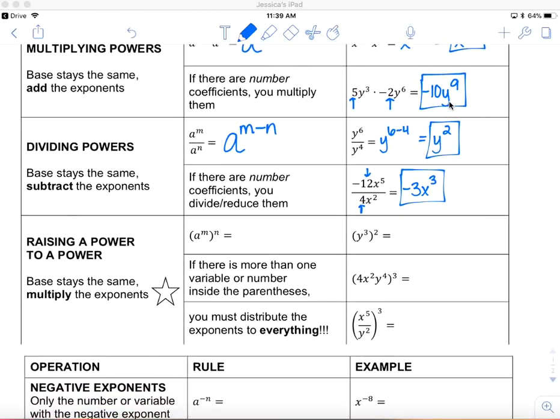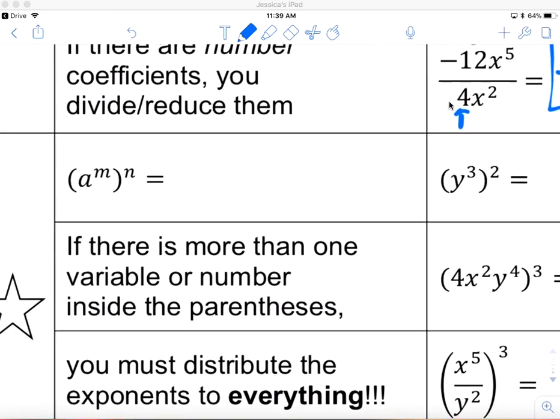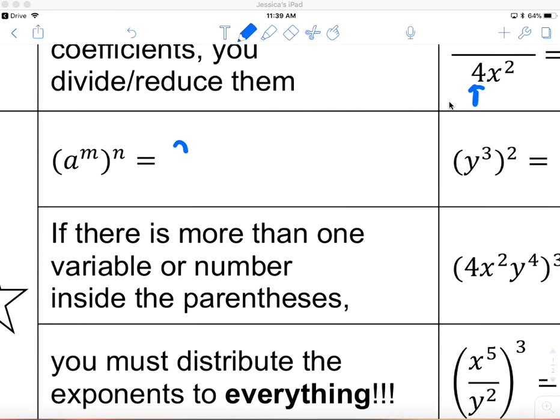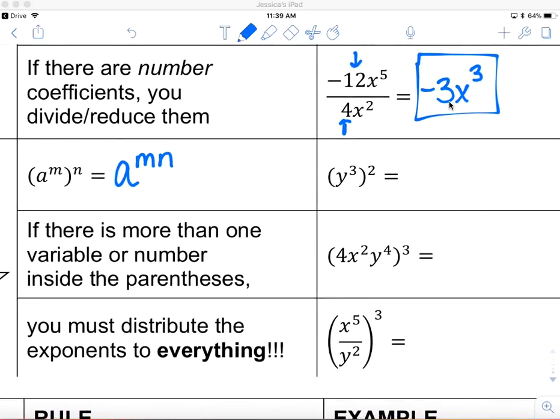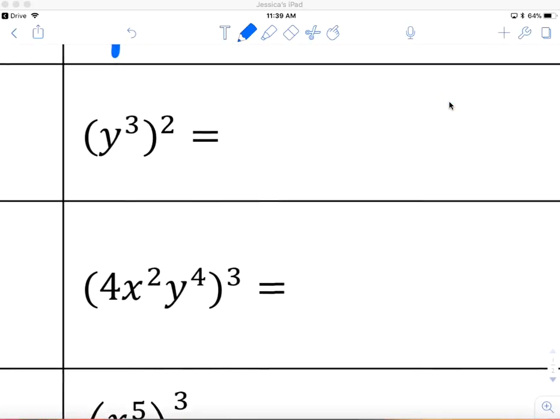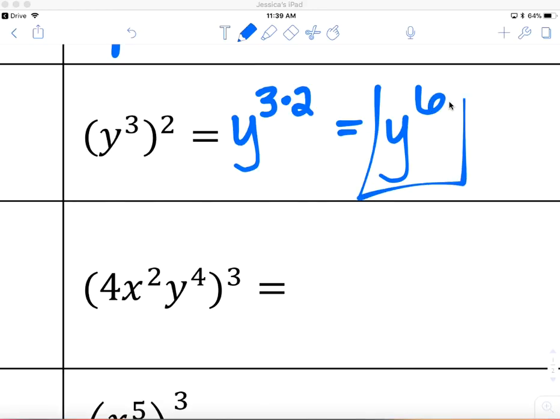My next rule is when I have a power to a power. Your base is going to stay the same, and you're going to multiply your exponents together. So a to the m to the n is a to the m times n. You are multiplying those together. So let's look at our examples. Y to the 3rd squared is y to the 3 times 2, which is y to the 6th. You're multiplying your exponents together.